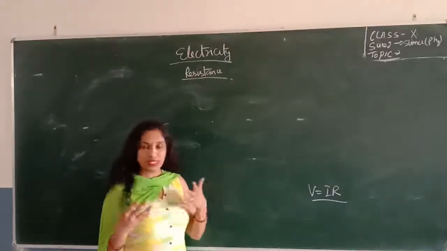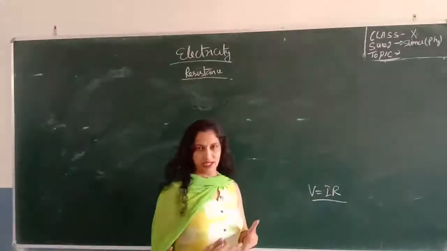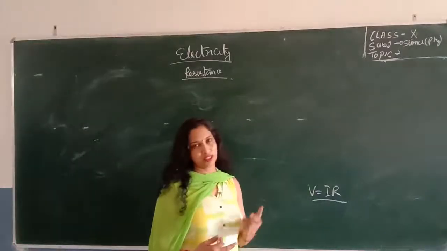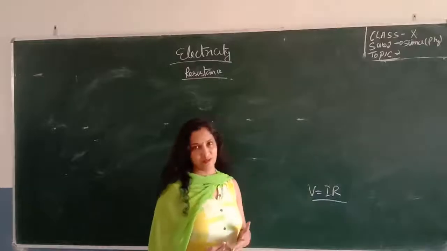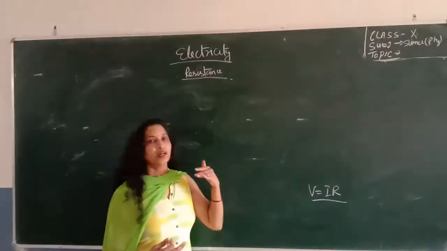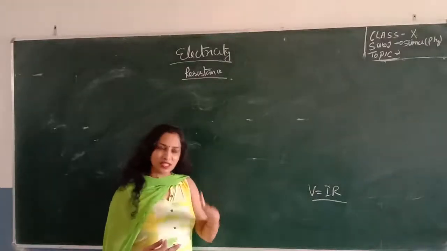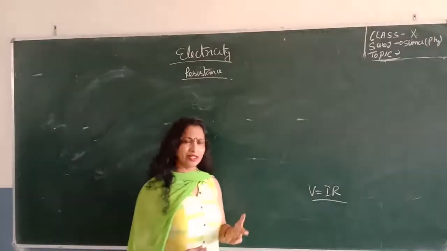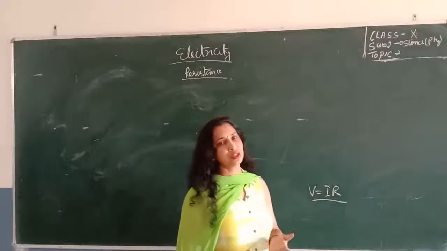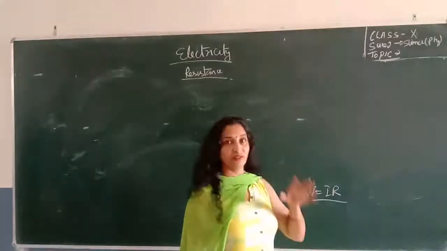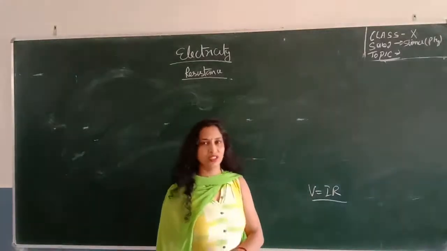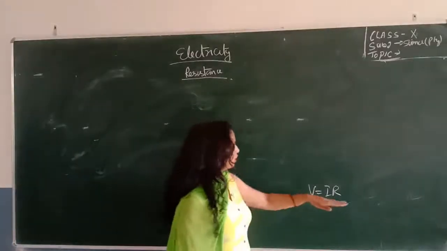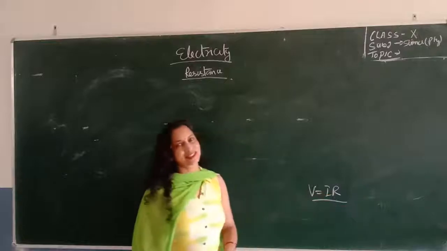Actually, what is current? Current is the flow of charges. And these charges which flow in the circuit are the electrons. So that which resists the flow of these electrons is called resistance. Some conductors have high resistance, whereas some have low resistance, and insulators have very high resistance, due to which they do not conduct electricity at all. So we are studying resistance now.